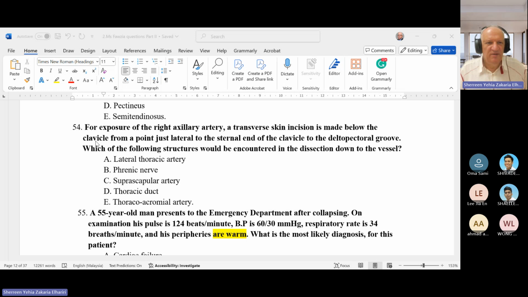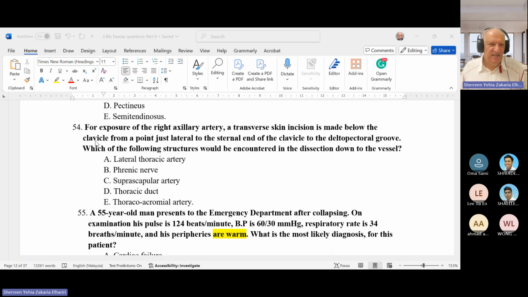The next one, for exposure of the right axillary artery, a transverse incision is made below the clavicle from a point lateral to the sternal head of the clavicle to the deltopectoral groove. This is also very common. So which structure would we encounter in the section down to the vessels? Of course, the structure itself is not important, but it matters in applied surgery, especially in trauma in this area, in stab wounds, in axillary clearance, or mastectomy, where it can be injured.